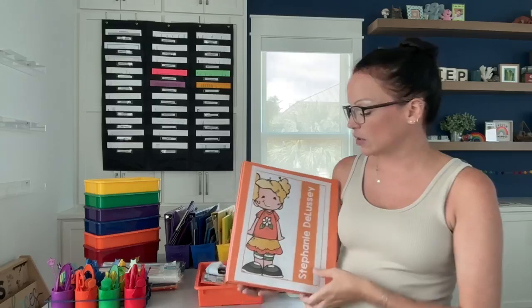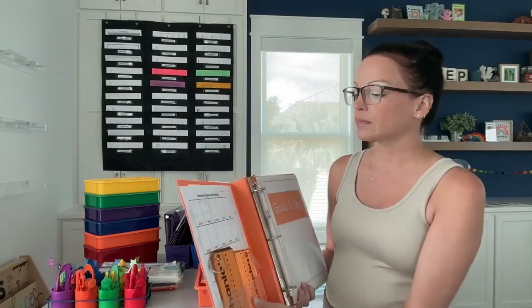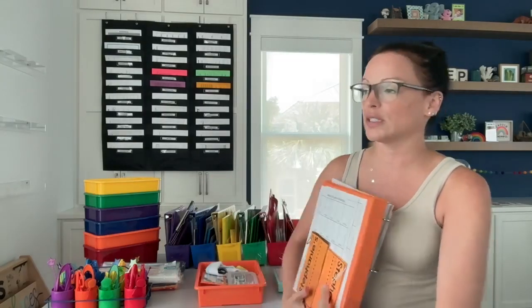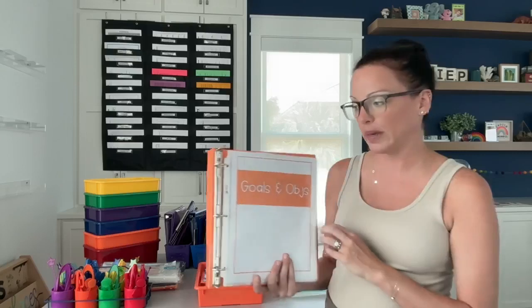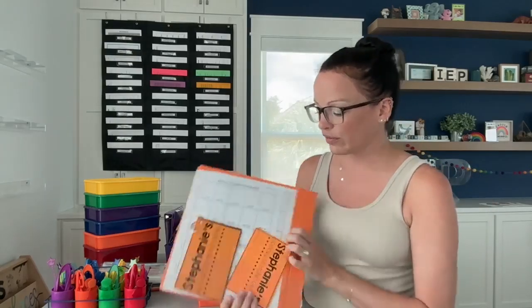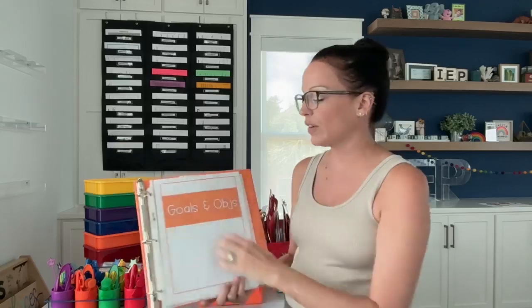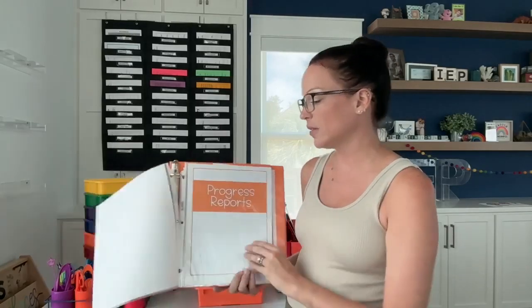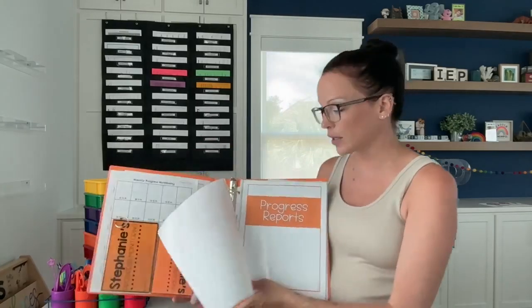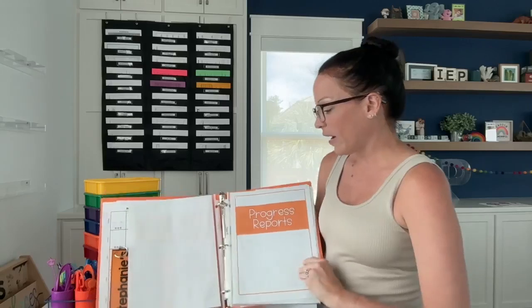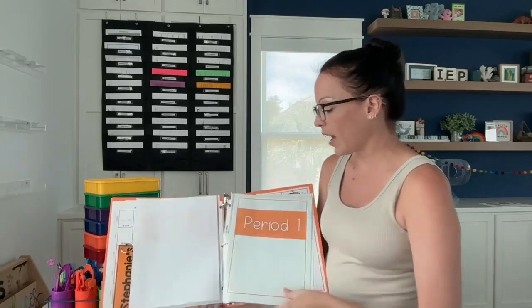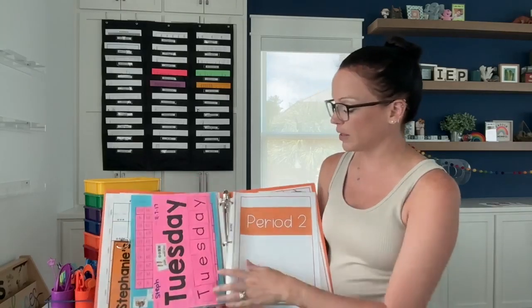But inside of this student IEP binder, this is not for students to take care of. This is for me to take care of. This stays on a bookshelf behind my desk. And so what you'll find inside of here is their binder rings. You're also going to find a copy of their goals and objectives, a copy of their most recent progress reports. You're going to find any work samples from that marking period or the marking periods previous.